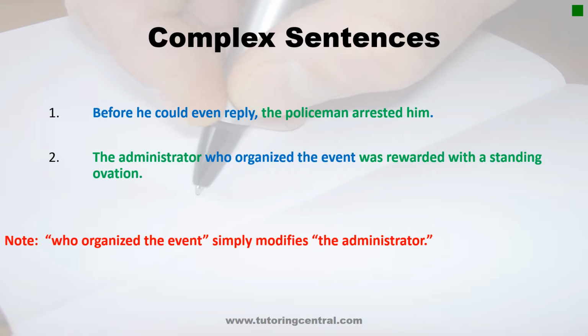The second example, the administrator who organized the event was rewarded with a standing ovation. So now you have the dependent clause in the middle of this complex sentence. So you have the administrator was rewarded with a standing ovation. That's in green. That's your independent clause. And your dependent clause is who organized the event. That simply modifies the administrator. That's just giving you more information about the subject of this complex sentence.